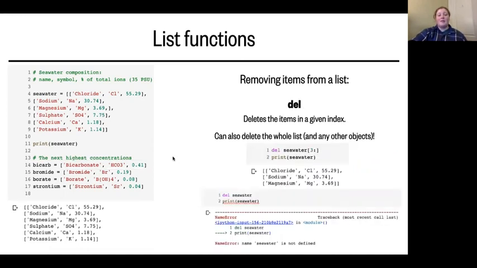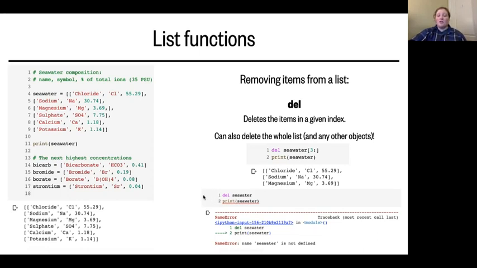Another way to remove items from the list is to use the del function. This function is actually pretty powerful. It can delete the items in a given index. So for example, we have our seawater list here, and we say del seawater 3 colon nothing. And as you recall, that just says 3 to the end. So if we go 0, 1, 2, 3, 4, 5, we're going to delete those 3. And yeah, you can see chloride, sodium, and magnesium remain.